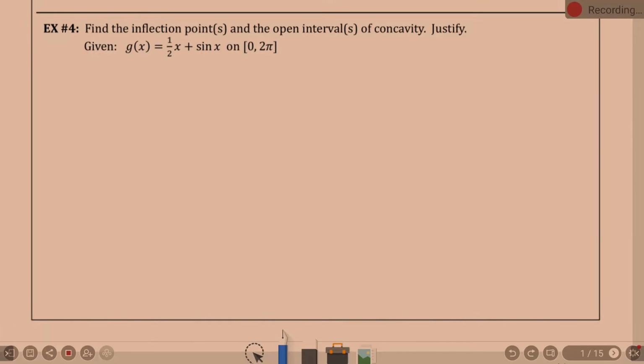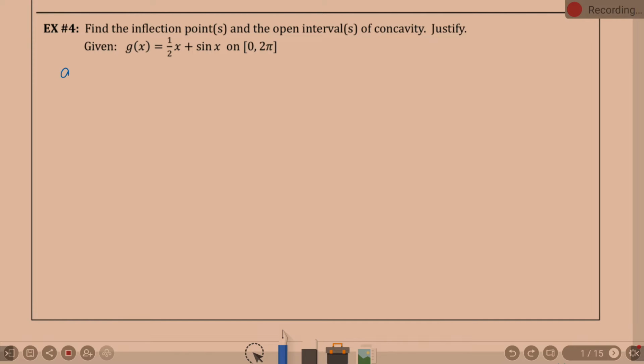I believe we left off ready for number 4, yes? And number 4, we're being asked to find inflection points and the open intervals of concavity. What do we need here? Derivative. What derivative? Second derivative, right? Second derivative tells us all about concavity and inflection points.